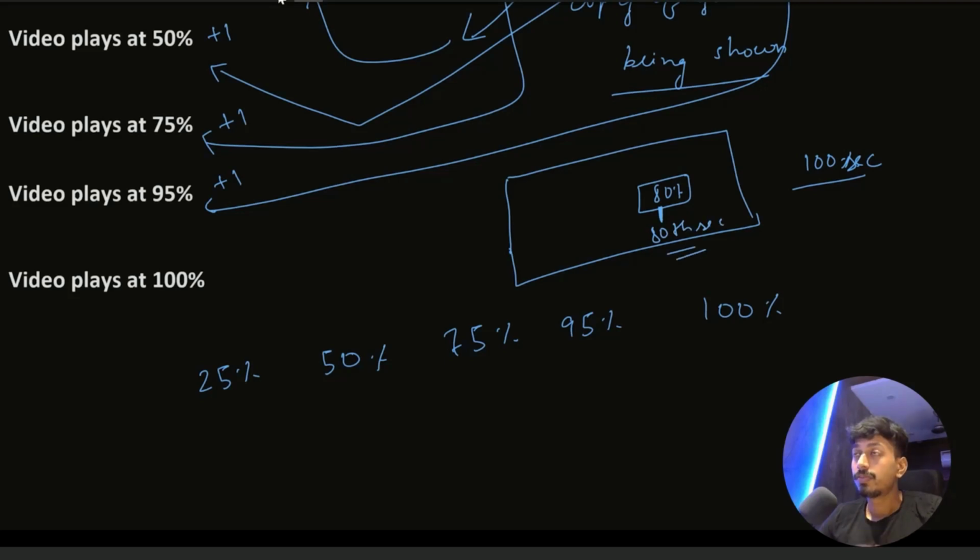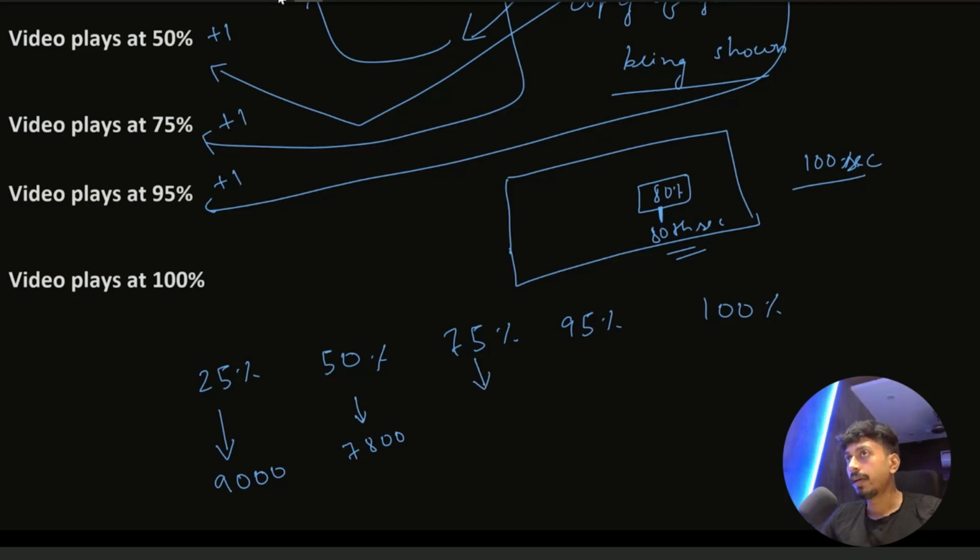Now this is very important for you to understand. Whatever you are seeing here, 25% will have higher numbers. Let's say you ran an ad on this video, so maybe 9,000 people watched 25% of your video. Now it will maybe drop. Maybe 7,800 people watched 50% of your video.